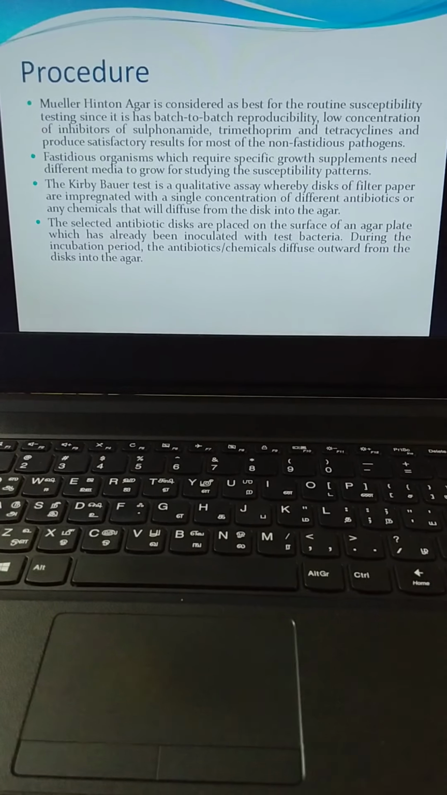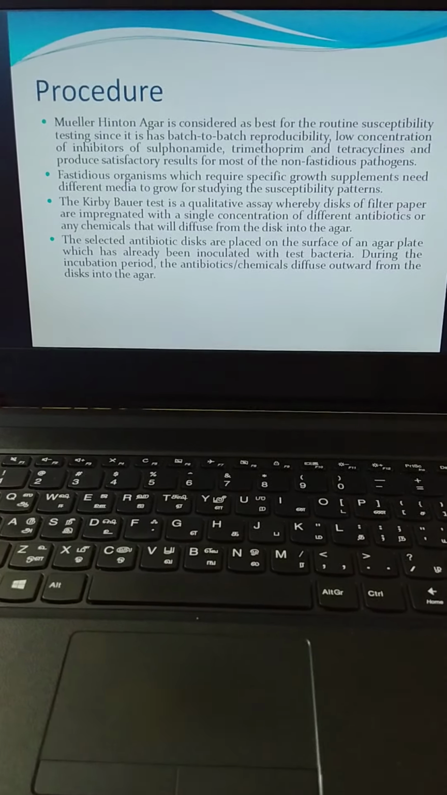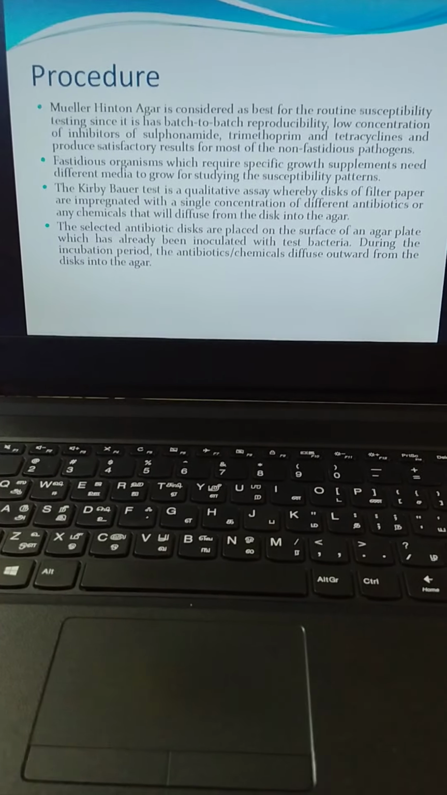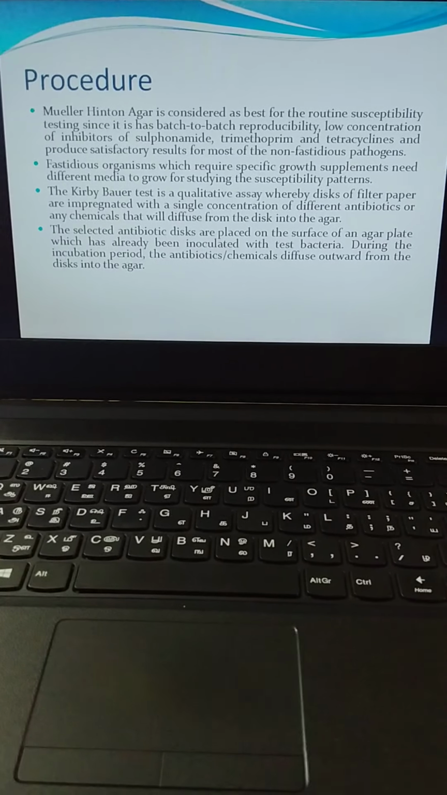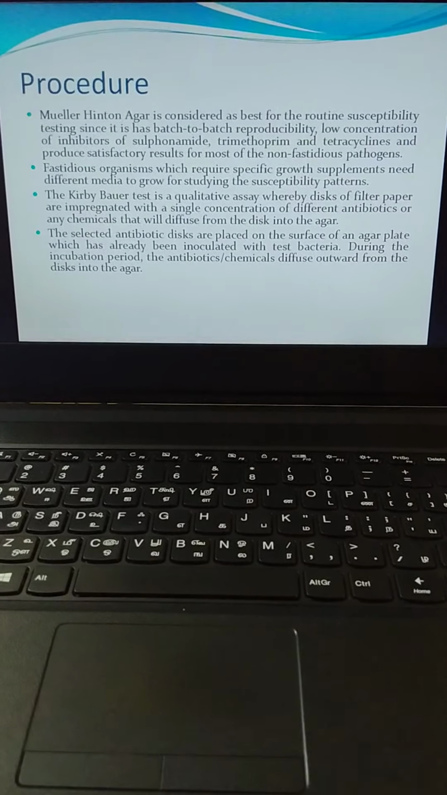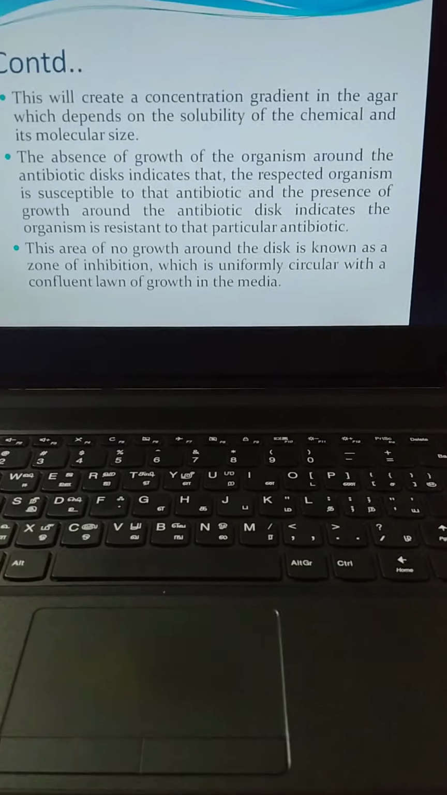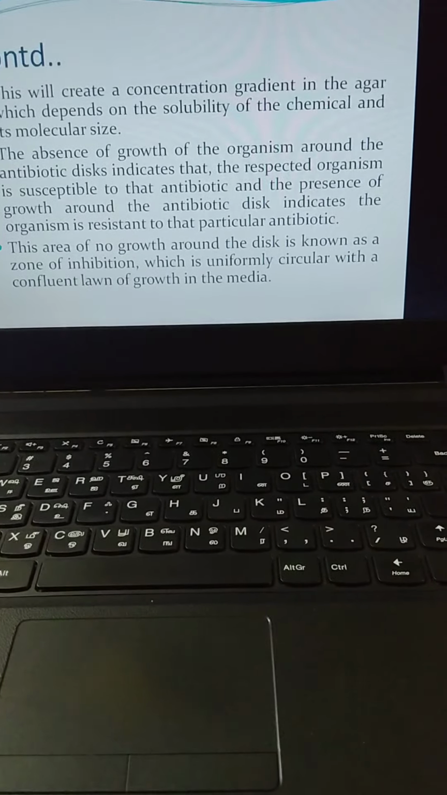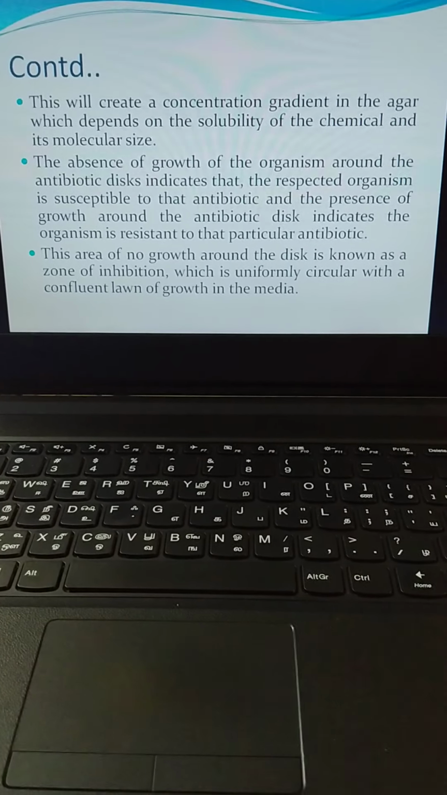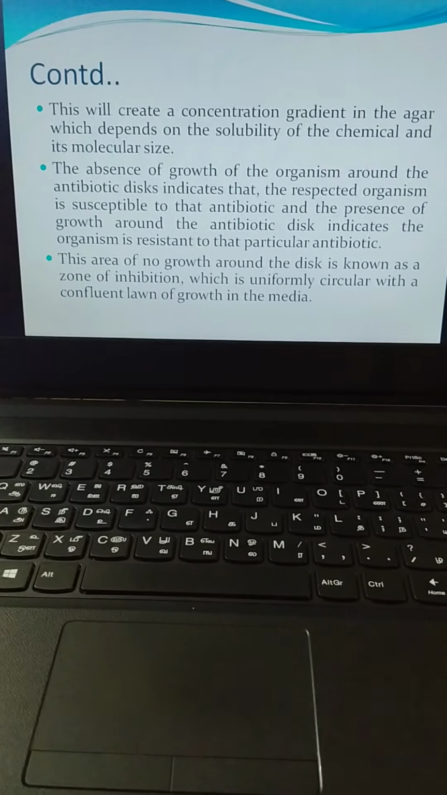The selected antibiotic discs are placed on the surface of an agar plate which has already been inoculated with test bacteria. During the incubation period, the antibiotic or chemical will diffuse outwards from the disc into the agar. This creates a concentration gradient in the agar, depending upon the solubility of the chemical and its molecular size.